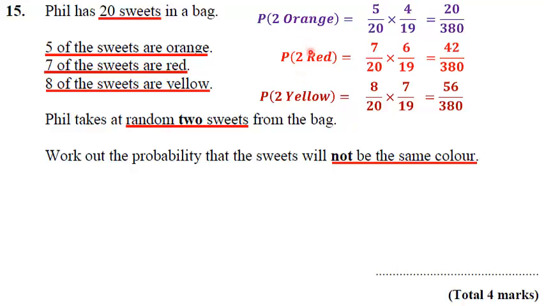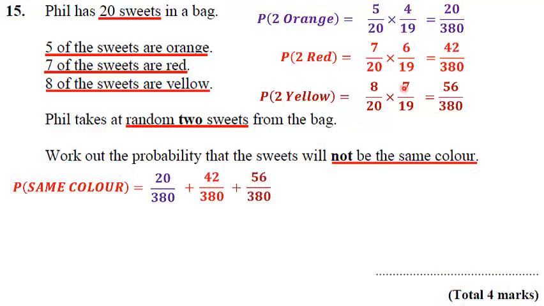If I want to work out the probability of picking 2 of the same color, it's basically all 3 of these probabilities summed or added together. Okay, if I add these, and the reason why I'm going to add these is because I want to get the same color. It could be either 2 orange, 2 red, or 2 yellow. So it's all probabilities, and you're adding.